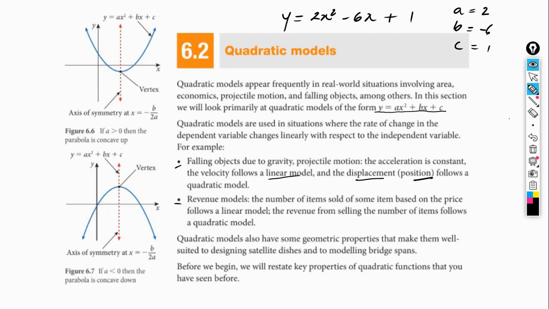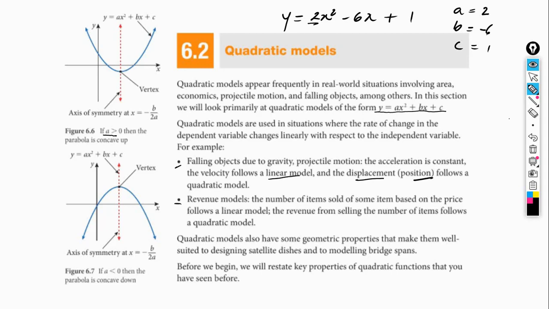So quadratic models also have some geometric properties that make them well suited to designing satellite dishes and to modeling bridge spans. Before we begin, we will restate key properties of quadratic functions that you have seen before. Now, one of the important things about the quadratic model is to realize that it has concavity, right? The concavity could be upwards if the number a is positive or greater than 0. So in this case, we have 2. The concavity of this particular function would be upwards, like this one here.